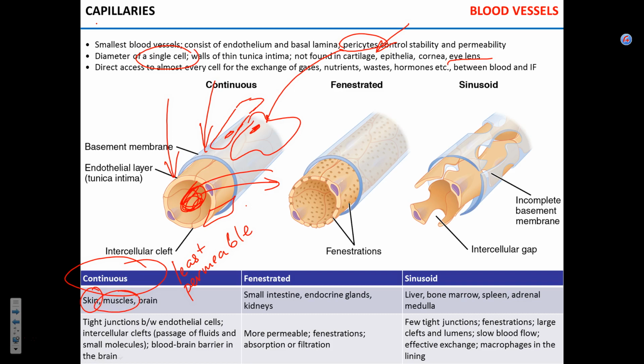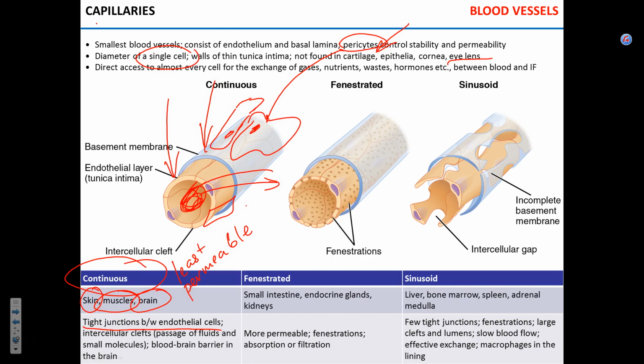Muscles and brain, especially in the brain, it's really important. Tight junctions between endothelial cells keep blood in the capillaries and the tissue well separated. So only nutrients and respiratory gases will move between the blood and the extracellular interstitial fluid in a very controlled manner.